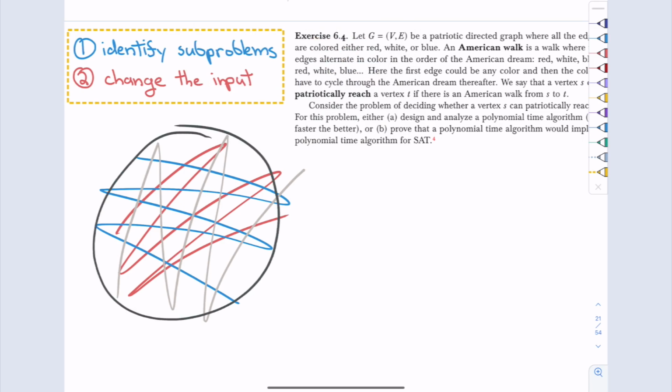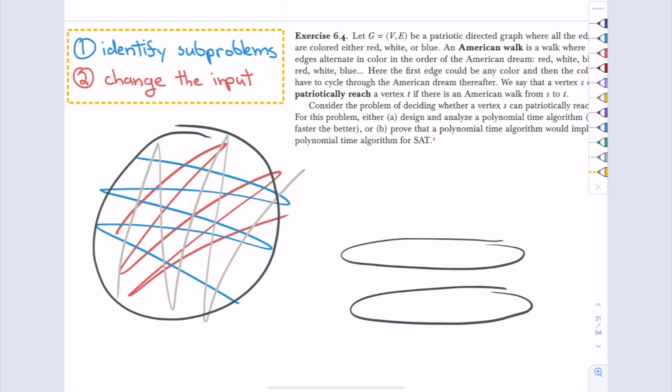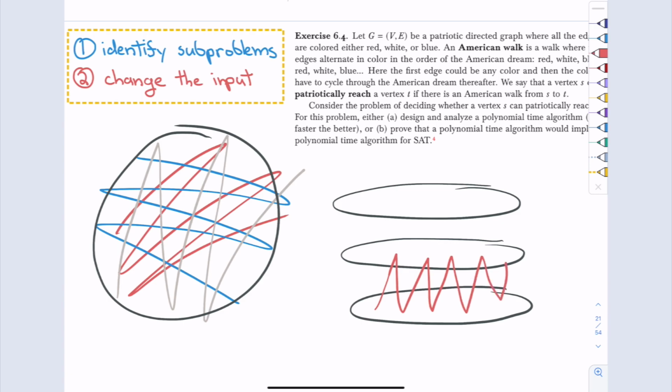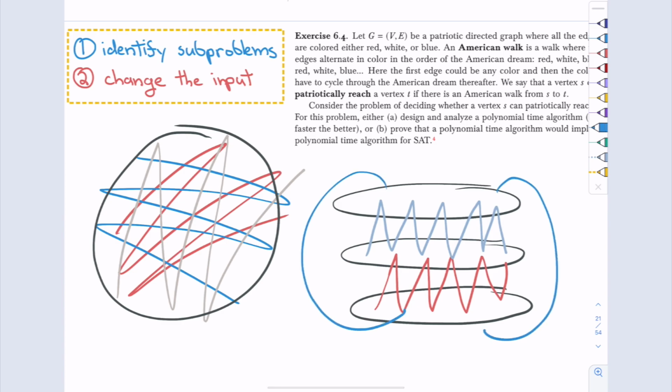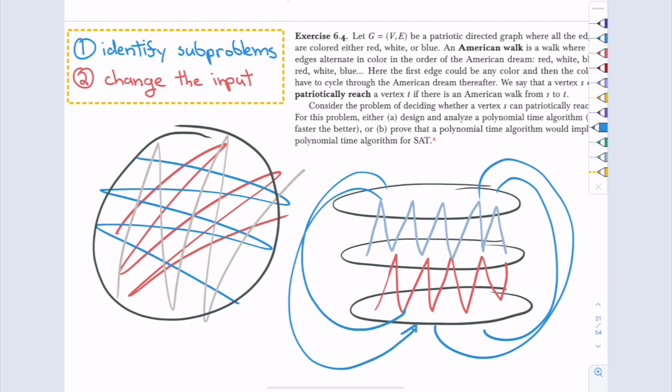Okay, so we have some graph with some vertices. But we make three copies of the vertices. And I put the red edges here, the blue edges here. Oh, sorry, it should be white. Well, it depends on which direction you're going. Maybe the white edges here, and then blue edges here. Okay, so let me draw some arrows. Imagine we're going up through these layers always. Sort of these pancakes.